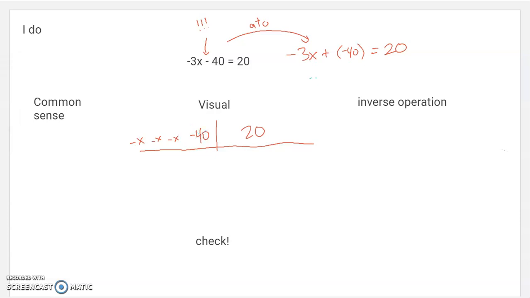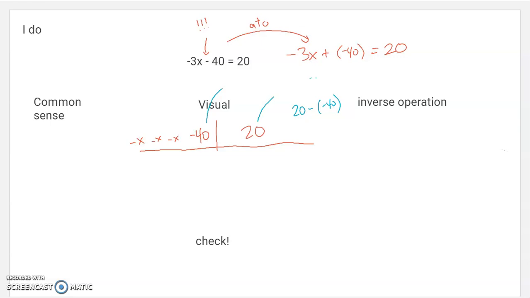We like to have just our variables by themselves. Here's how I get rid of a -40. I could just take away -40 and do 20 minus -40. That's fine. Subtracting with negatives can be a little finicky, so I'm going to show you another way to do it.